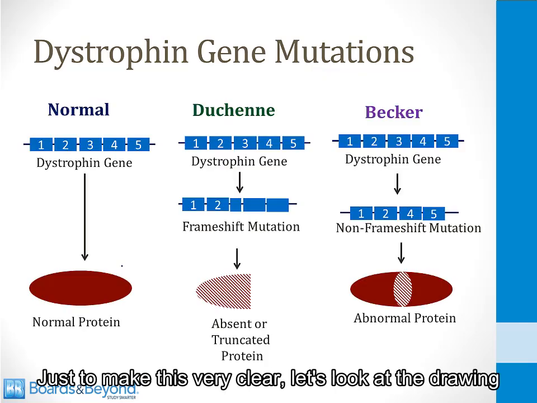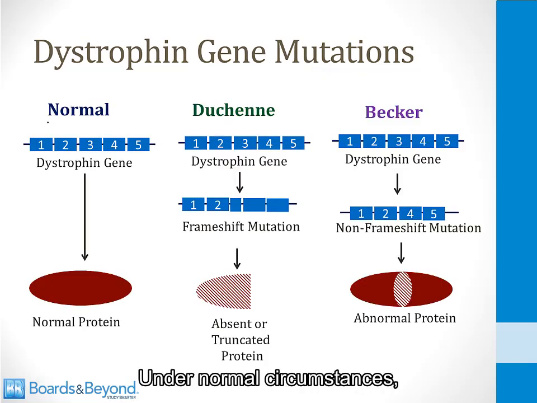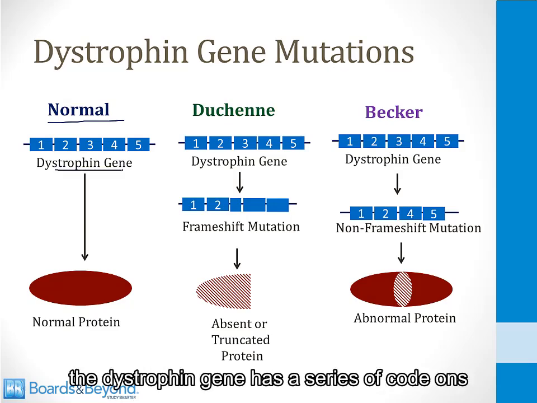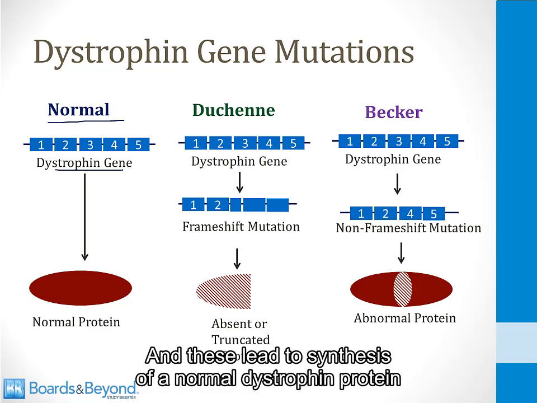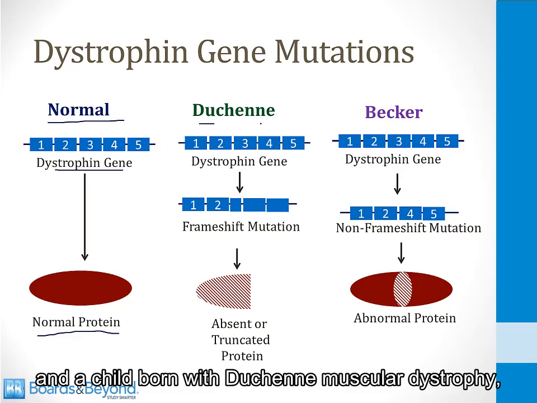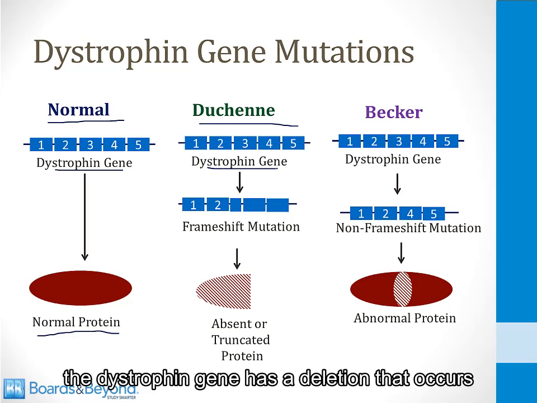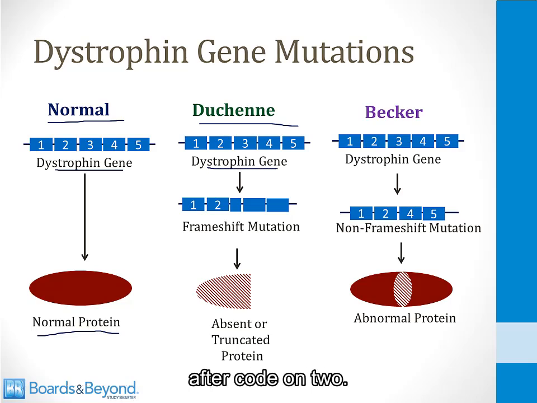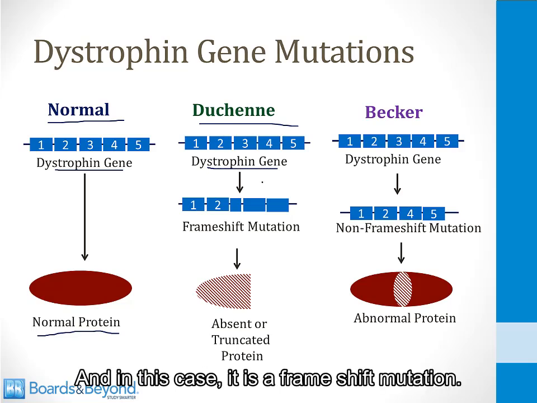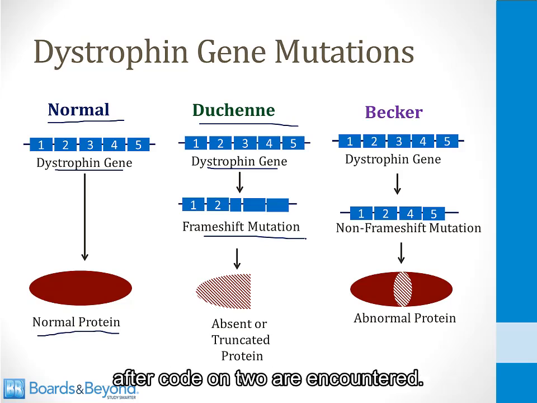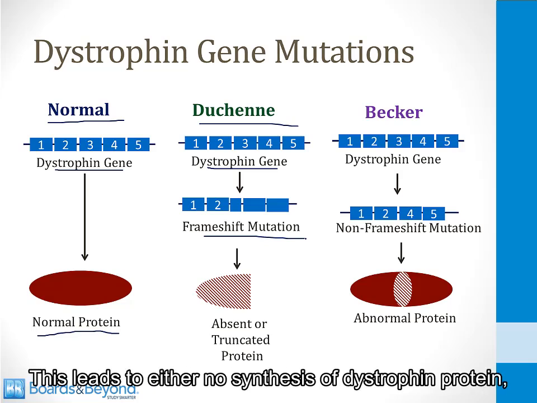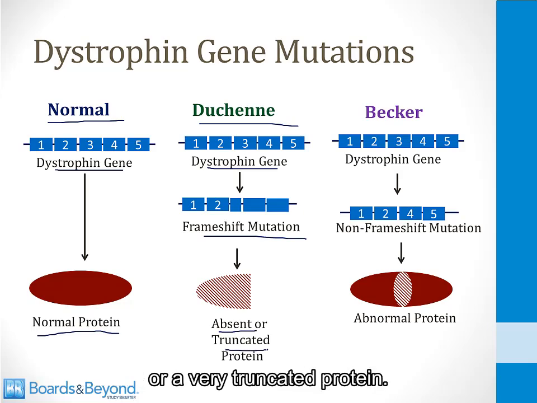Just to make this very clear, let's look at the drawing I've made on this slide. Under normal circumstances, the dystrophin gene has a series of codons that I've numbered 1, 2, 3, 4, and 5, and these lead to synthesis of a normal dystrophin protein. In a child born with Duchenne muscular dystrophy, the dystrophin gene has a deletion that occurs after codon 2, and in this case it is a frame shift mutation, and therefore none of the normal codons after codon 2 are encountered. This leads to either no synthesis of dystrophin protein or a very truncated protein.